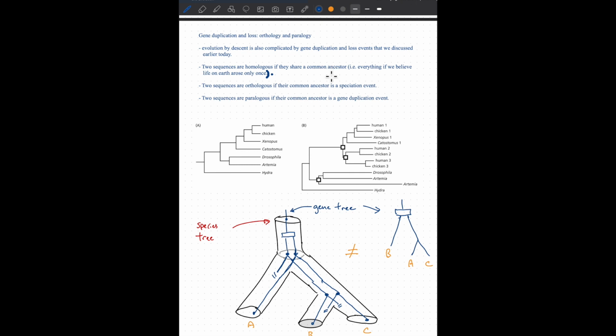It gets used as slang a little bit too much in the literature when people actually mean high sequence similarity or statistically significant sequence similarity. But it really just means that two sequences share the same common ancestor. Now, more precisely, two sequences are orthologous if their common ancestor is a speciation event.